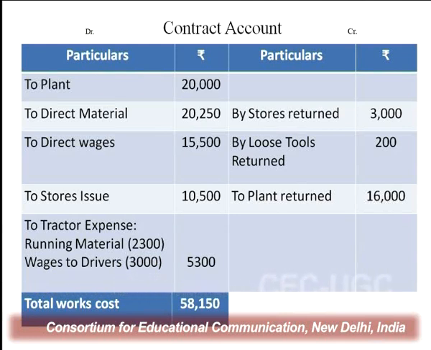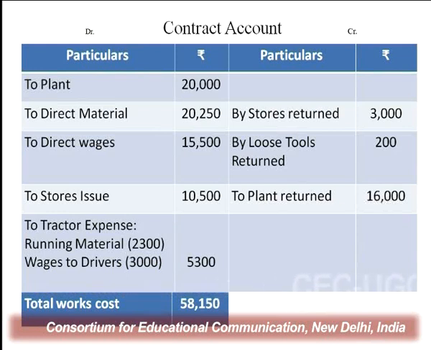So 20,000 is the way you calculated the value of the plant. Direct material 20,250 is given in our example. Direct wages 15,500. Stores issued 10,500. These figures are all given in our example. Stores means material, small materials. Stores are issued to the contract, right? So tractor expenses again are given: running charges 2,300, wages to drivers 3,000, total is 5,300, right?